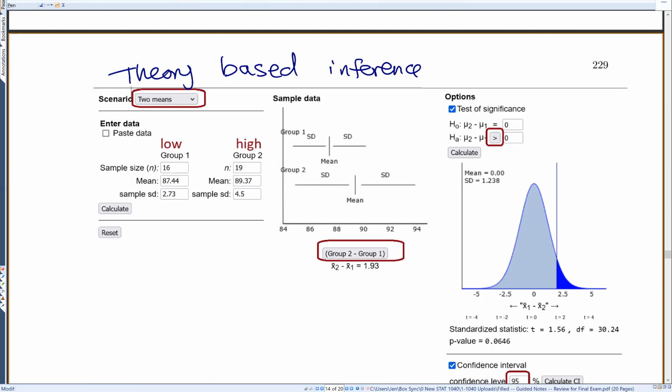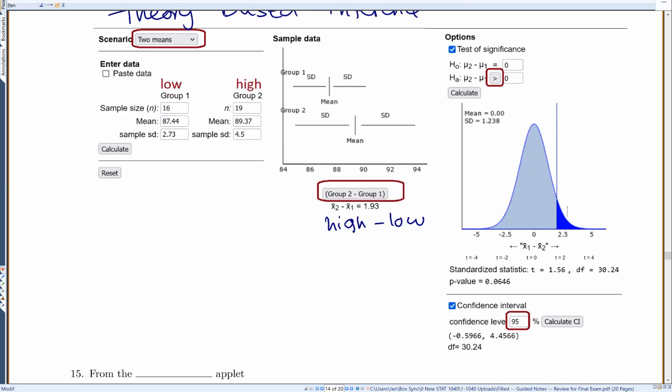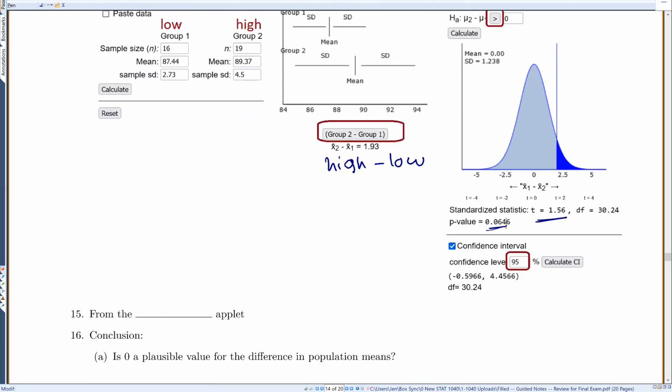So we have two means. Make sure you click two means, otherwise it just starts with one proportion. And I put in my two groups. I just happened to put in the low group first and my high group second. Not on purpose, it was just the way I put it in. So then I needed a change, because remember, we're supposed to be doing high minus low. So I clicked this button to change it so it was group 2 minus group 1, so that they were in the right order. I clicked that I want to do greater than 0. And I get my statistic of 1.56, and I get a p-value, and I can do a 95% confidence interval. So this is our theory-based applet.